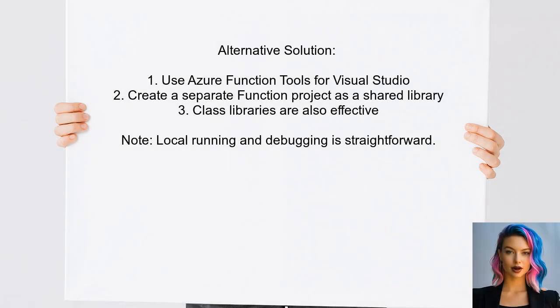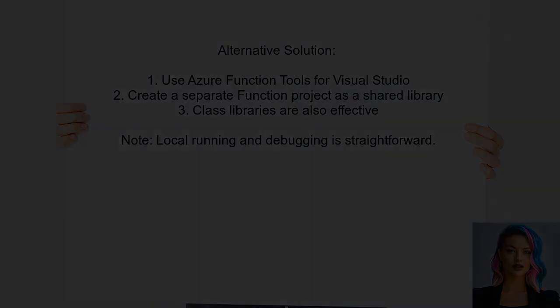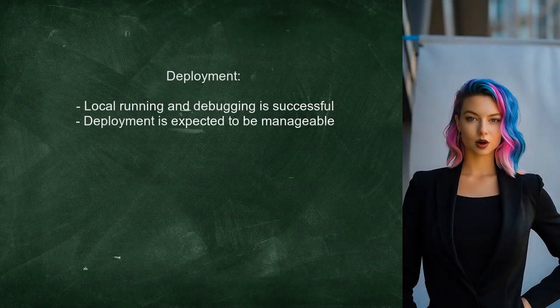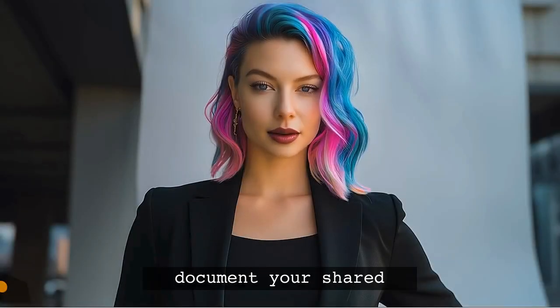One alternative approach to sharing common code among Azure functions is to use Azure Function tools for Visual Studio. This user successfully compiled shared code by creating a separate function project as a shared library. They also found that class libraries work well for this purpose. Although this user hasn't deployed their solution yet, they believe that if it runs locally without issues, deployment should also be manageable.